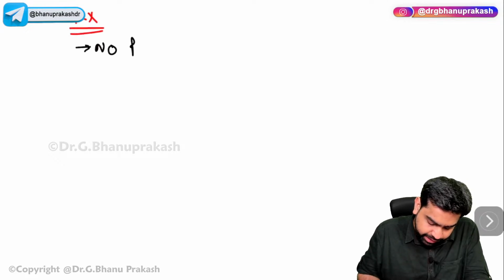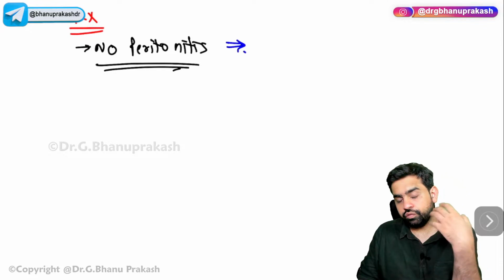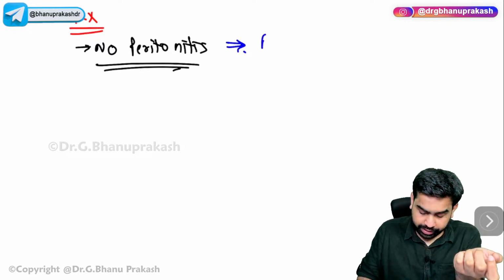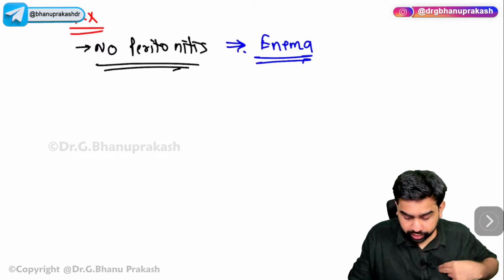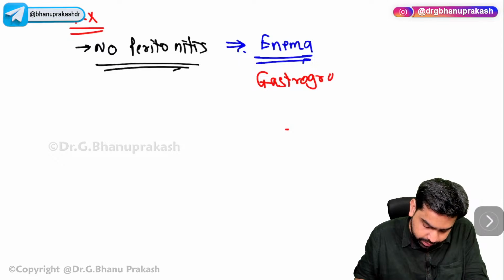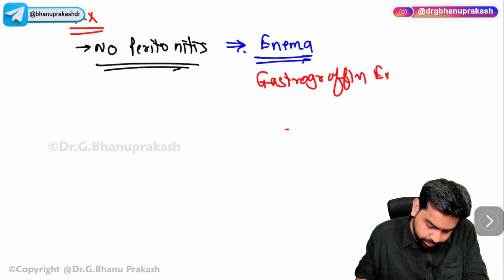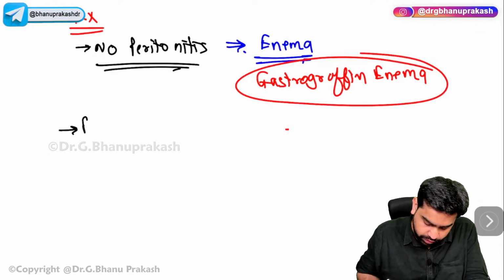What about the management? When we talk about the management, if there are no features of peritonitis in these particular patients, what you basically do is perform an enema. You can also perform a gastrografin enema. So this can also help.